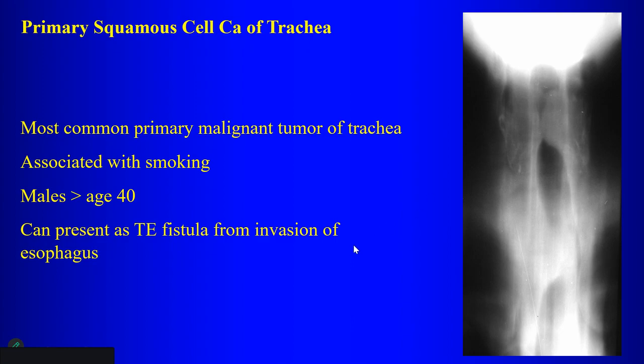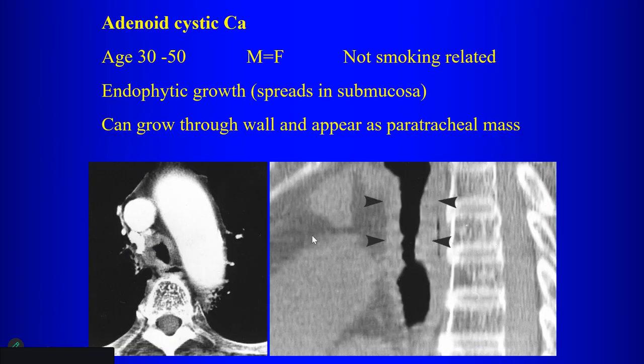Squamous cell is also associated with smoking. It can present as a tracheoesophageal fistula from invasion of the esophagus. Adenoid cystic can grow submucosally, right? Can grow down submucosally. By the way, this kind of abnormal growth is a characteristic of adenoid cystic tumors of the salivary glands: perineural invasion. So I'm trying to get you to save neurons. You can kind of put that together, right? That abnormal growth of adenoid cystic tumors, the same thing can happen in the trachea where it invades submucosally, okay?